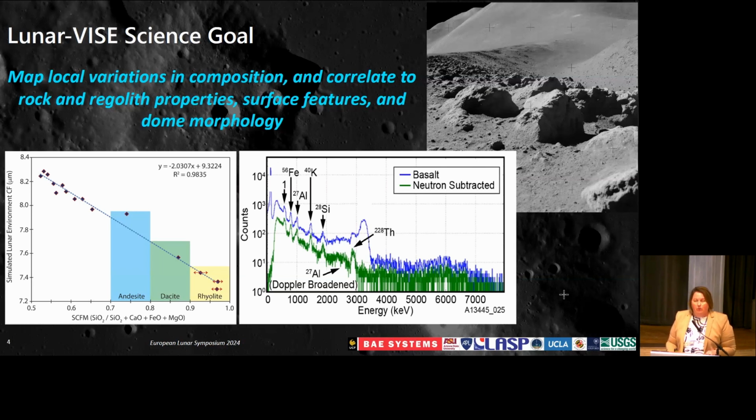Specifically, we're going to be doing that with two different techniques that are independent of one another, but also are really nice complements to one another. We'll be looking at composition using visible near-infrared as well as thermal infrared spectroscopy, and also gamma ray and neutron spectroscopy. We'll then take what we learn at the domes to ground truth or calibrate all of the orbital data sets that we already have in hand, which will allow us to apply what we've learned at the domes to other silicic features.